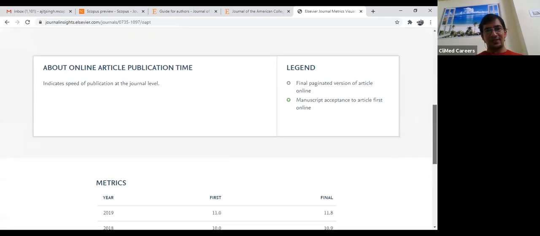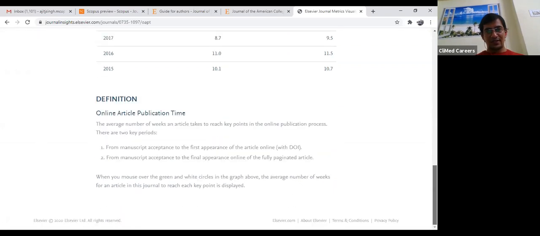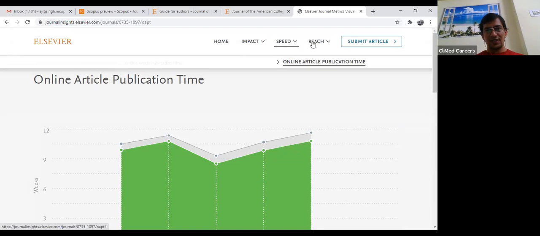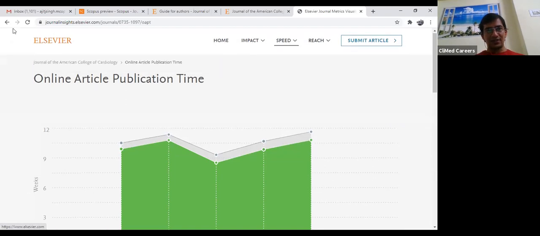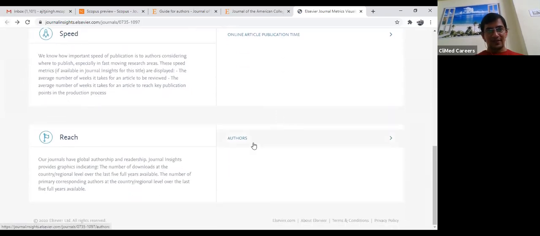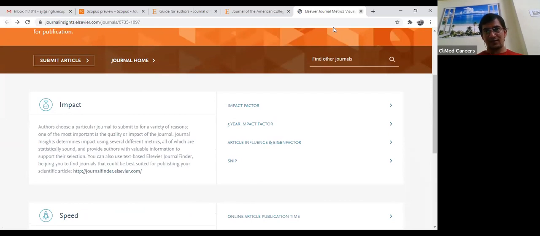You can see here, right? And you can see metrics. Here you can see the timings, the online timing definition also you can see here, right? Impact factor, speed, and let's go back. Okay, so here is everything. You can check about the reviewers or how they work, right?